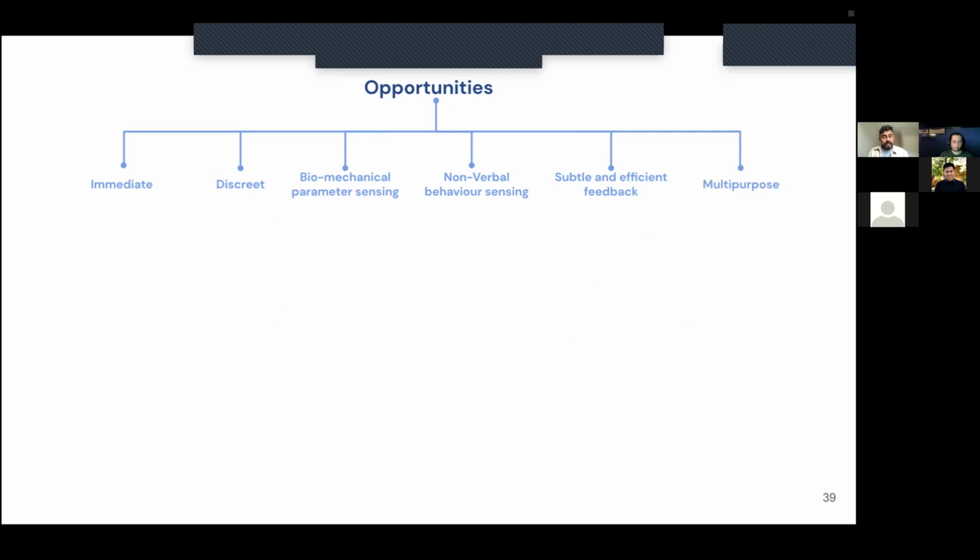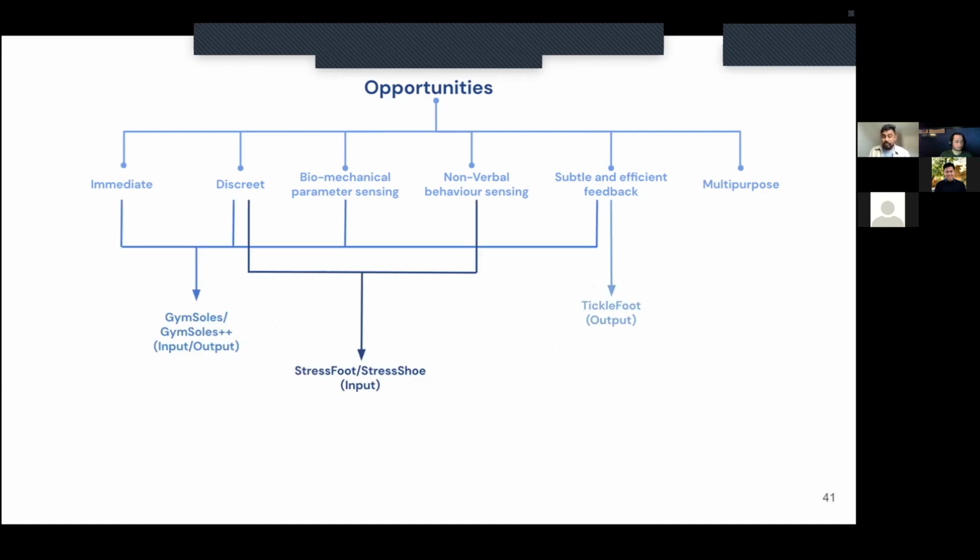And also we can use these interfaces as multi-purpose interfaces, because again we wear shoes always, anywhere, anytime, and then we can use those interfaces to sense contextual parameters, behavior parameters, as well as our physiological and biomechanical parameters. So by using these opportunities, I started developing these foot interfaces. In the coming slides, I will explain how I developed these interfaces.